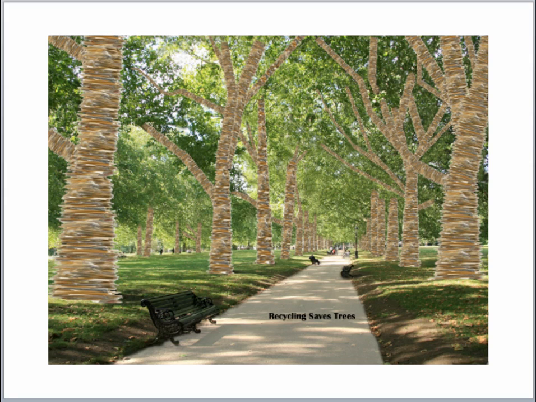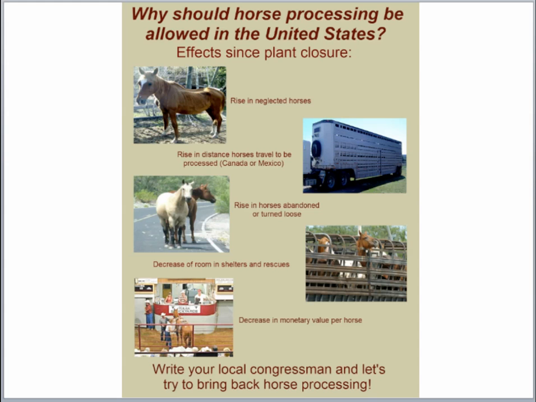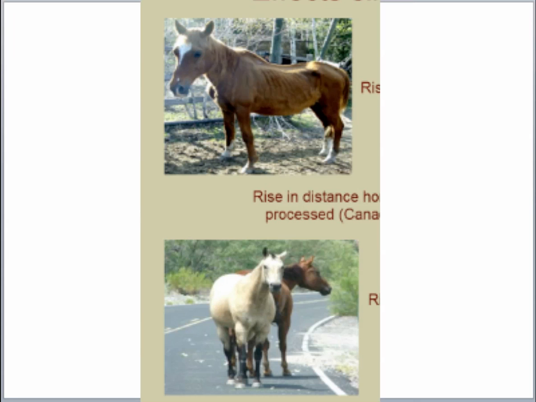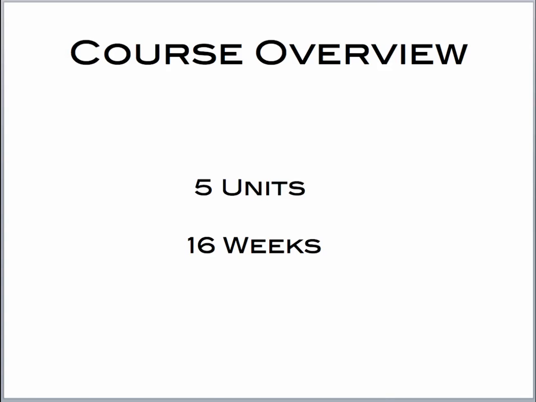In this case, recycling saves trees. This is a park where the trees are made out of stacks of paper. Or I think even more effective, why should horse processing be allowed in the United States? I didn't know anything about this subject until the student made this poster, but she found some images that told us about the rise in neglected horses. Horses standing in the middle of the road or emaciated horses really evokes a response and helps her to make the case for her content, for her poster. Those are the things that you'll be using photographs for.